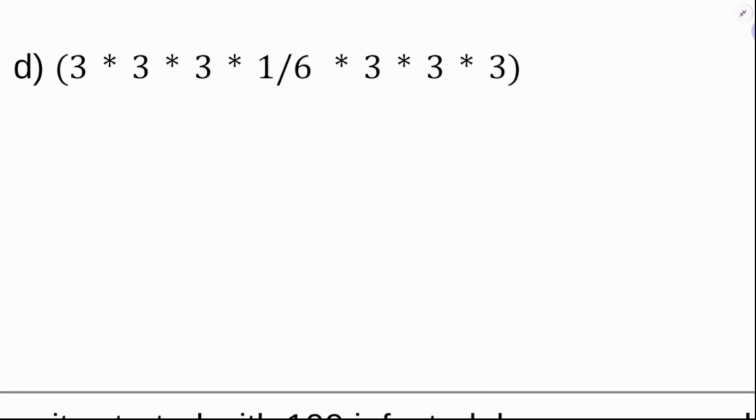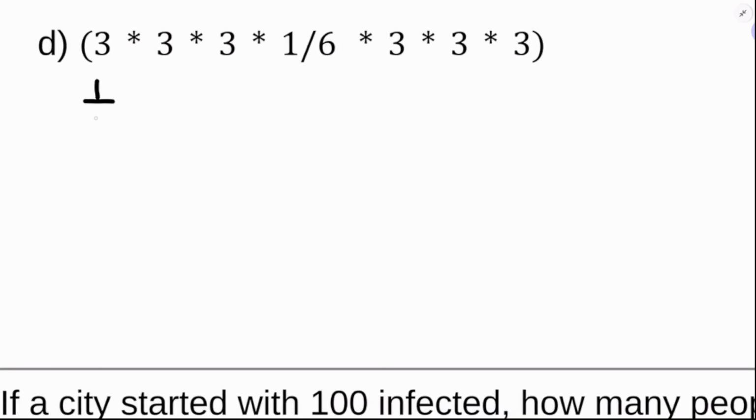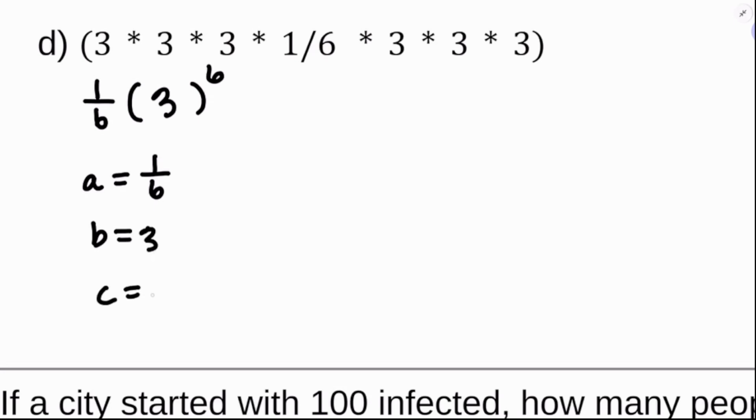Over here, I've got a bunch of 3's and 1/6. So I write it as the constant, and then the thing getting taken to the cth power, that's the repeated number. So that's going to be 3. Count the number of factors of 3. I'm counting 1, 2, 3, 4, 5, 6 of them. So I've got a is 1/6, b is 3, and c is equal to 6.